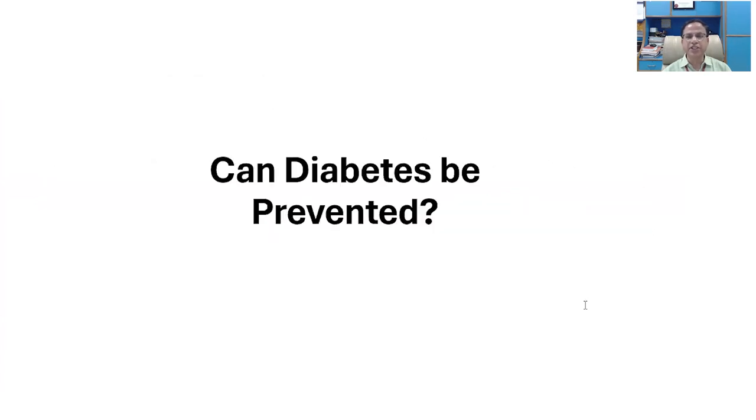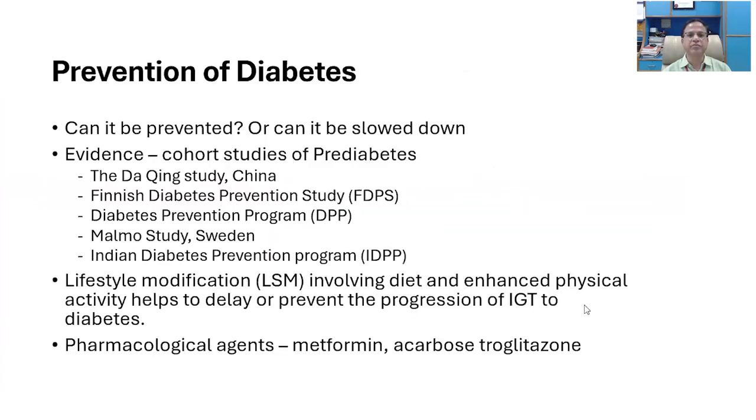So can diabetes be prevented? When we say that it's a lifestyle disease, it means that if we modify our lifestyle, it can be prevented. So what evidence is available for prevention of diabetes? There are a lot of studies, but I'm just quoting a few, and these studies have clearly shown whether diabetes can be prevented or not just by lifestyle modification.